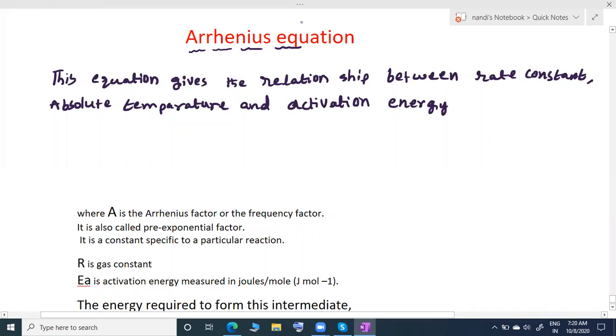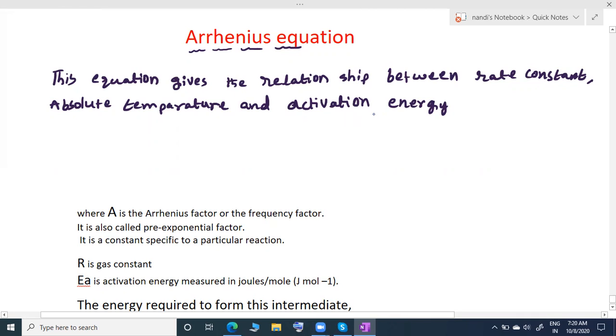You will see how many times they repeated questions based on the Arrhenius equation, whether similar questions were given or not. Everything we can see at the end of this video. Okay, so mainly this equation gives the relationship between rate constant, absolute temperature, and activation energy.